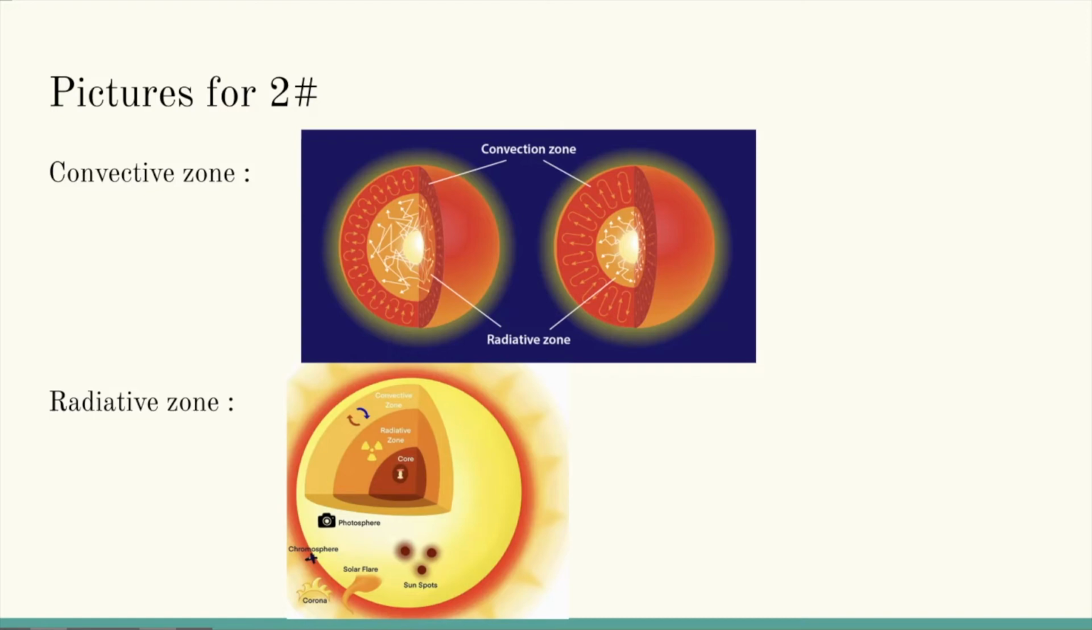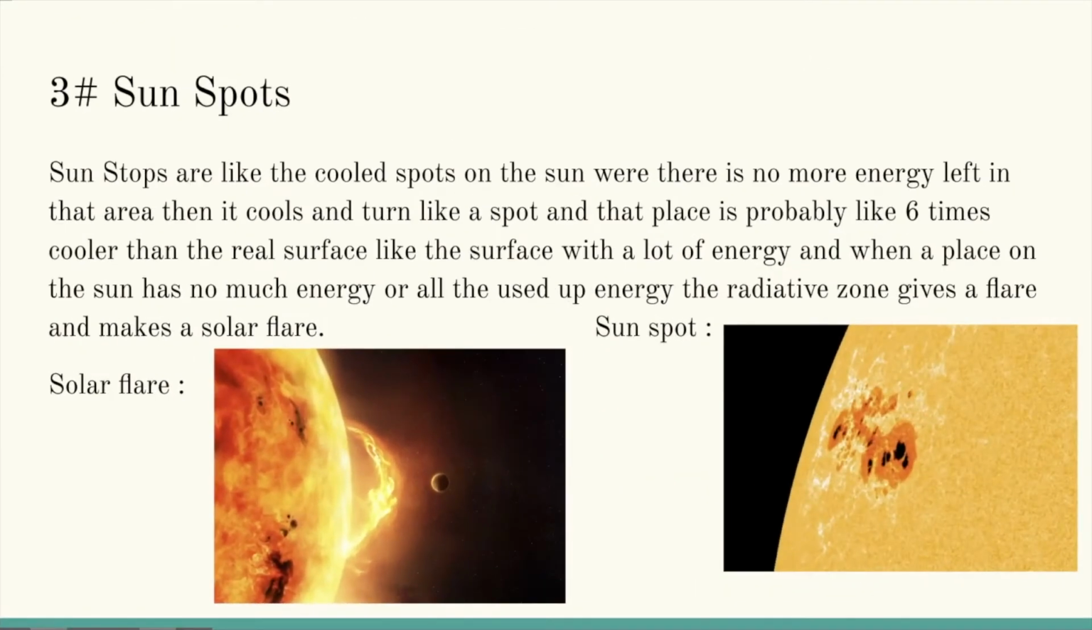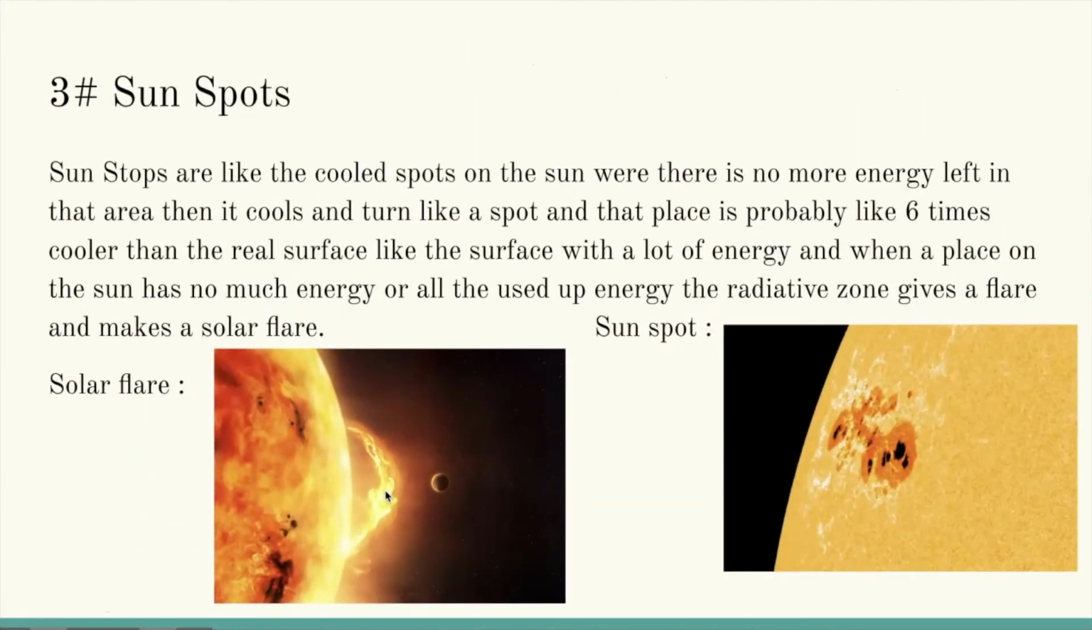So yeah, that's the convective zone and radiative zone, the 2 most important zones. And I'm pretty sure the photosphere is more important than these 2, but we'll see. Number 3, we finally moved on to 3, the sunspots. These are also a bit important. Here I just wanted to put a picture of the solar flare so you guys can see how it actually is.